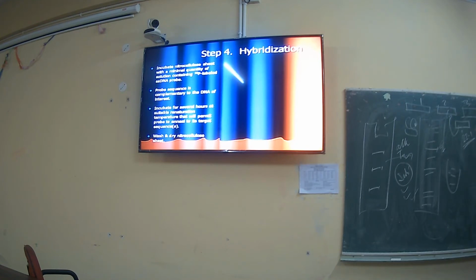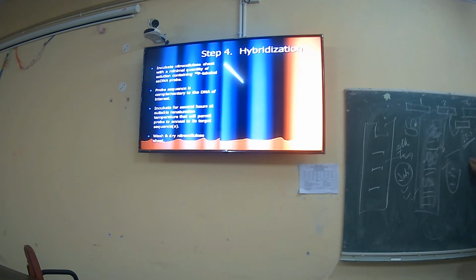Next, second, the probe sequence is complementary to the DNA of interest. Third, incubate for several hours at a suitable renaturation temperature that will permit the probe to anneal to its target sequence. This is the same thing we already discussed: your desired gene sequence will be known. Fourth, wash and dry the nitrocellulose sheet, because of extra interactions. These are the blocking sites, sites where the probe can also bind, so you have to block these remaining sites. Then only the single stranded sites will appear.